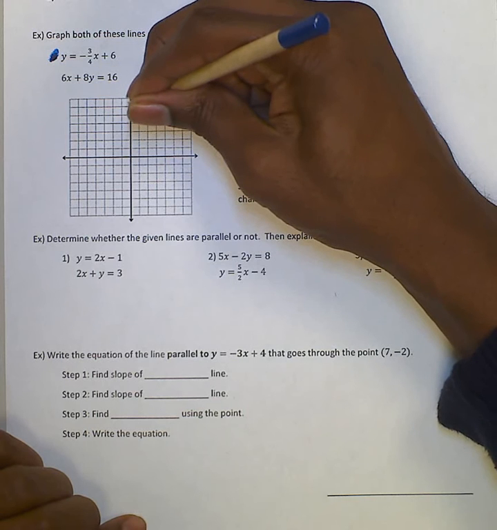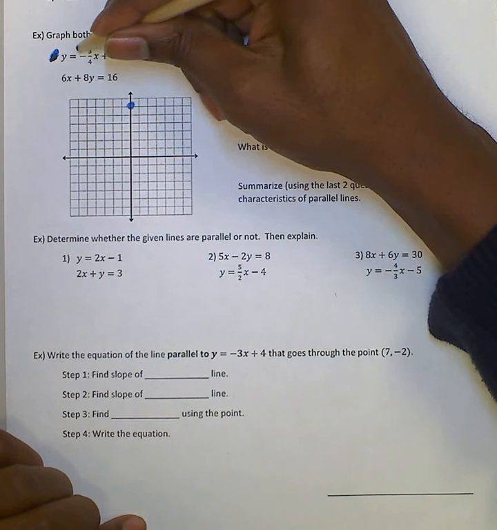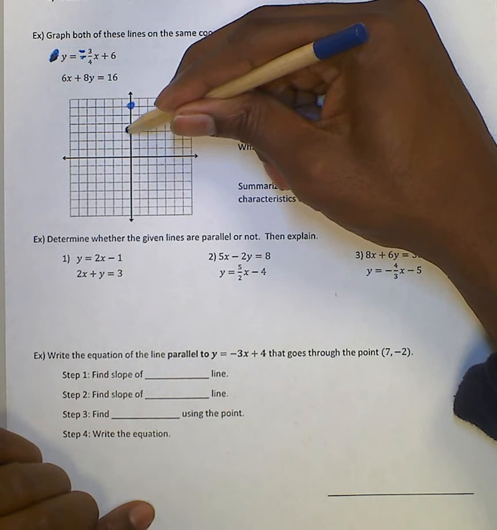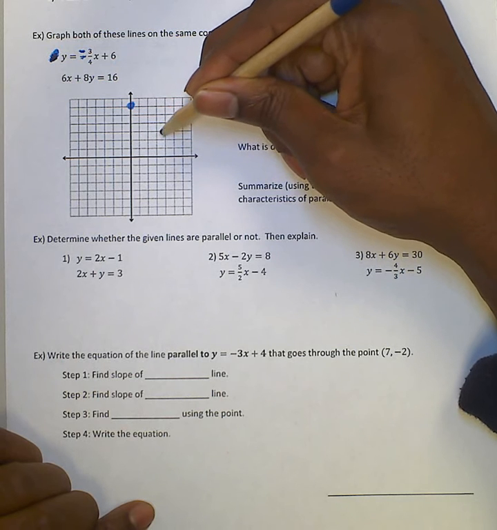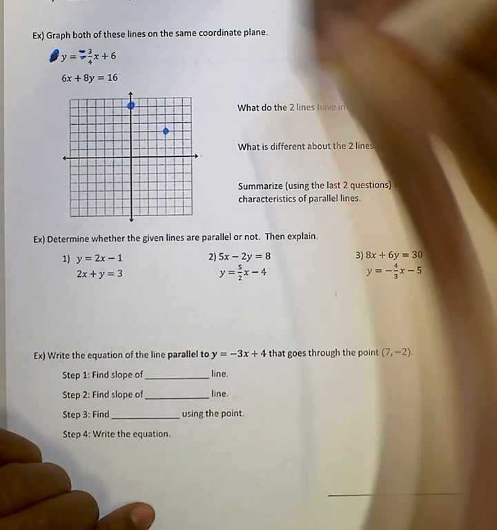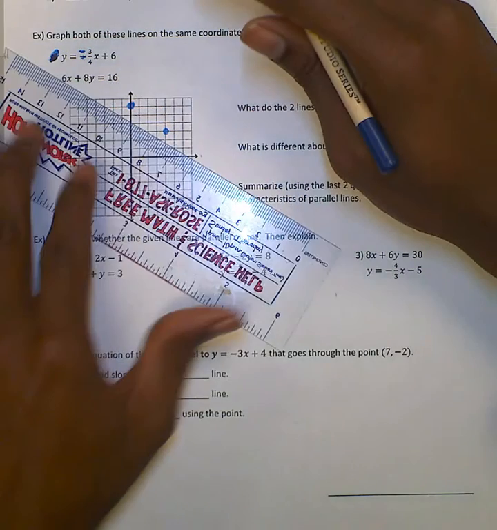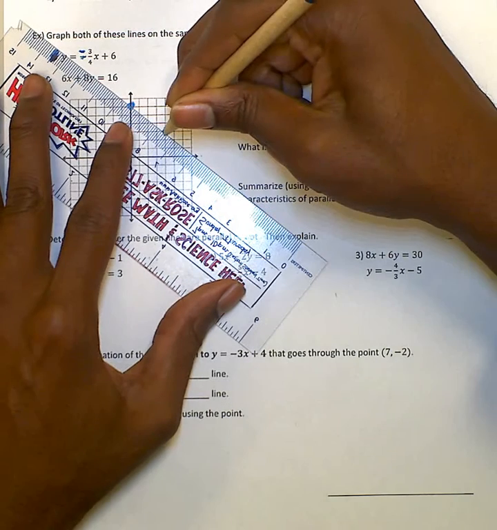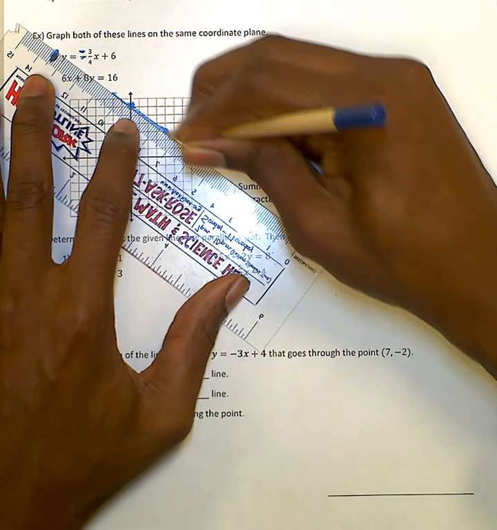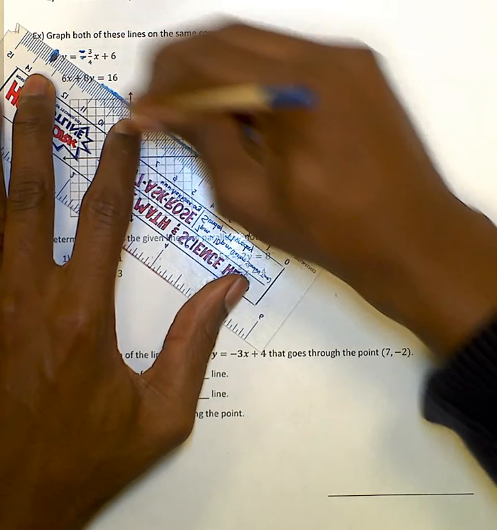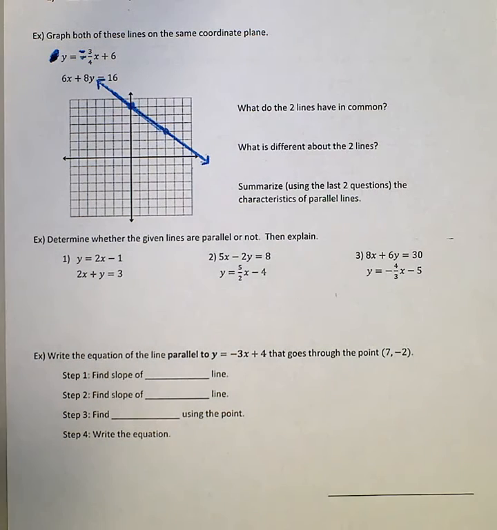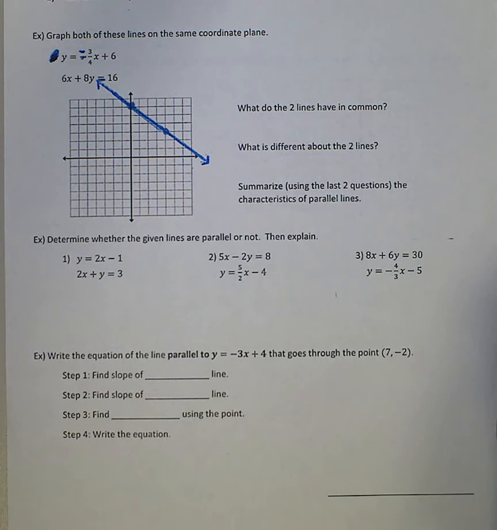My slope is negative 3/4. Okay, I'm going to move this negative to the top to help myself out. It tells me to go down 3, 1, 2, 3, and over 4, 1, 2, 3, 4. Not really a lot of space. Okay. So here's my line. It should go through these 2 points. There we go, my first line right there. Okay. And now I'm going to graph the second equation.